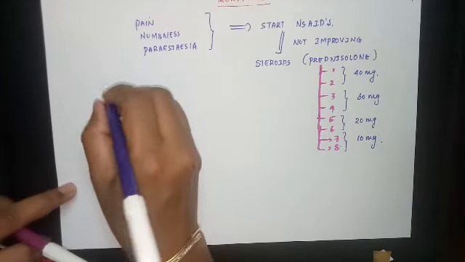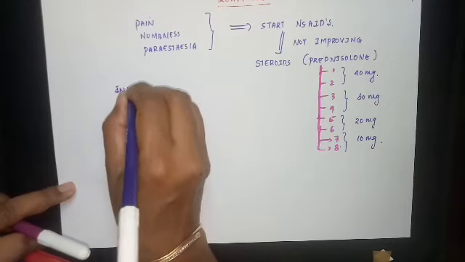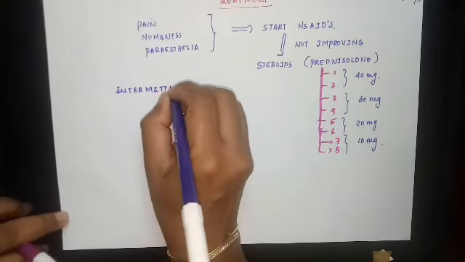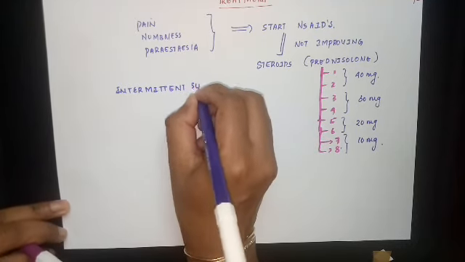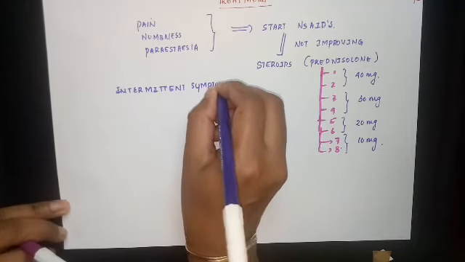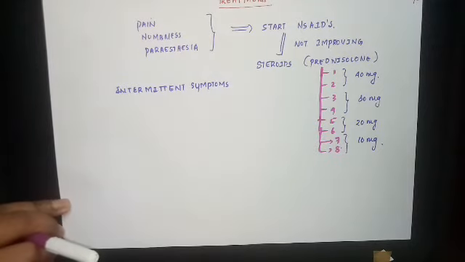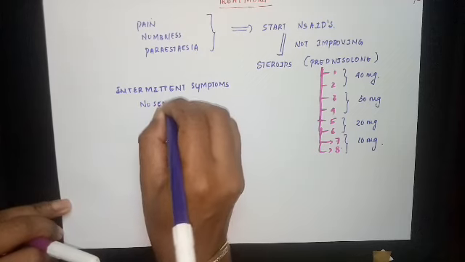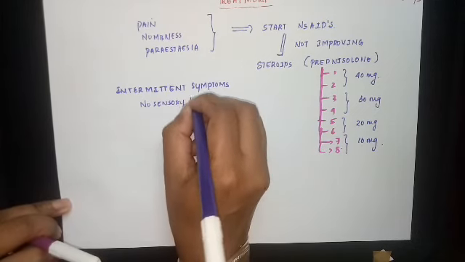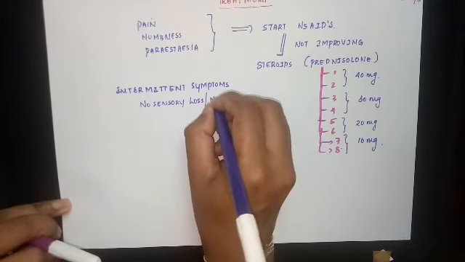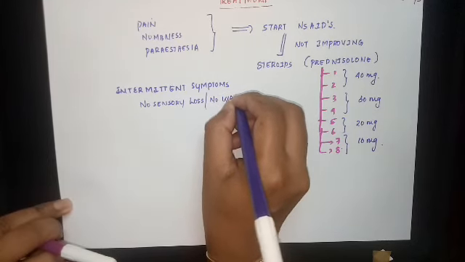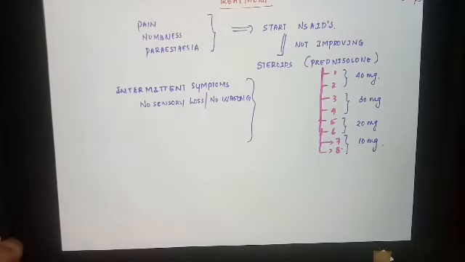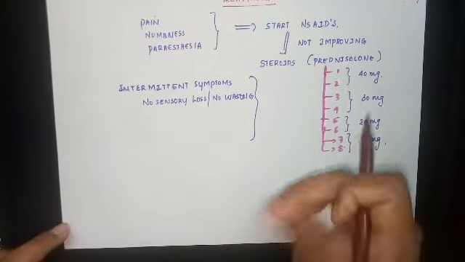If the patient is having intermittent, less frequent symptoms, and no sensory loss or wasting of the thenar eminence, no wasting, we can use another therapy, which is the injection therapy.